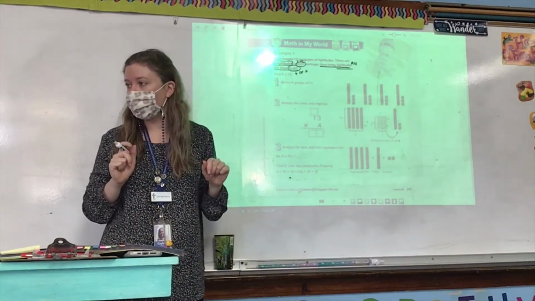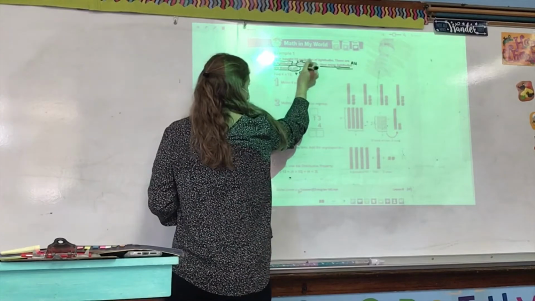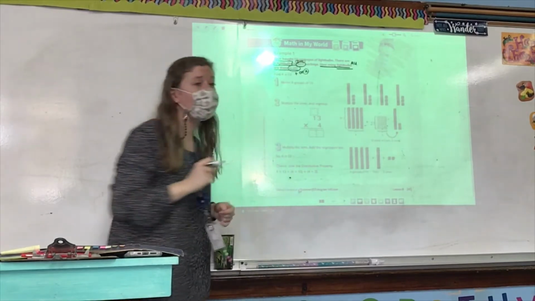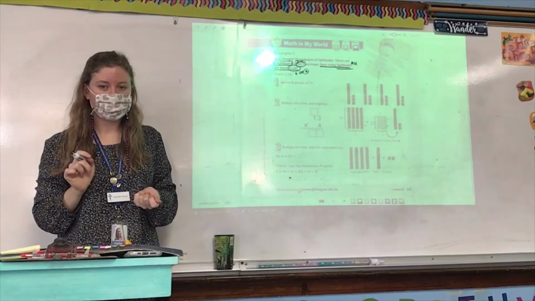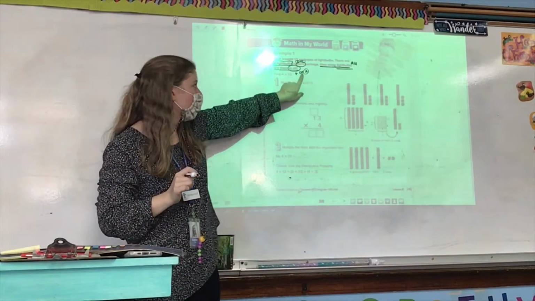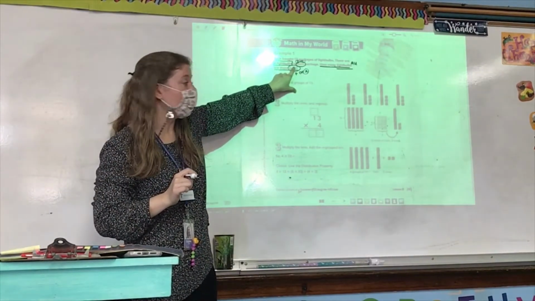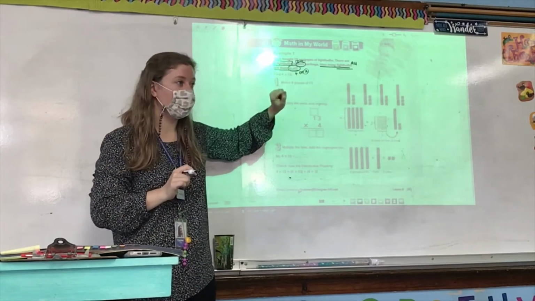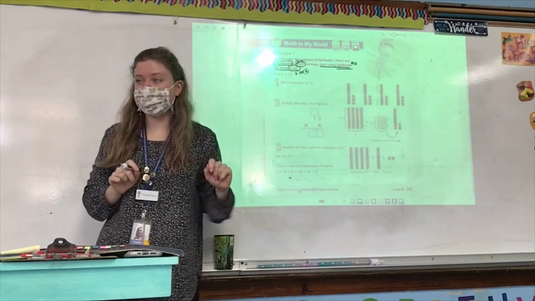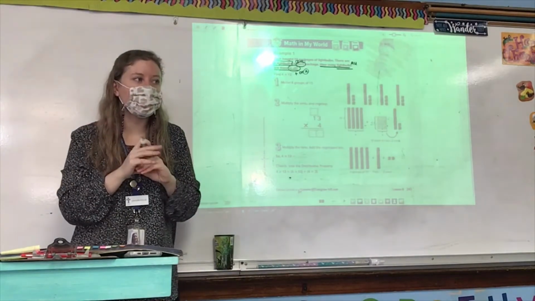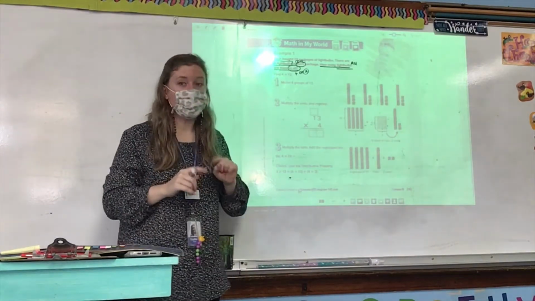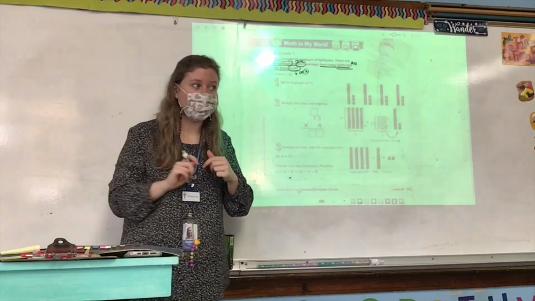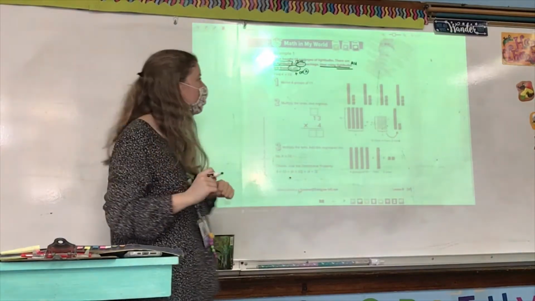Kingston? Multiplication. So I know I'm going to be multiplying, because multiplying works for both in all and each. Adding only works for in all. Dividing only works for each. So it can't be either one of those. Multiplying works for each and in all. So I know it has to be multiplying.